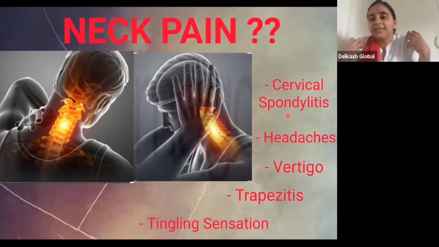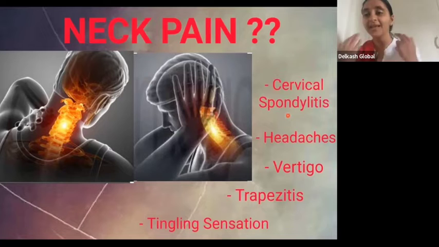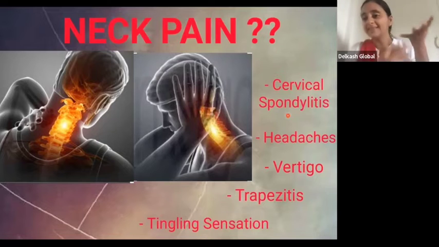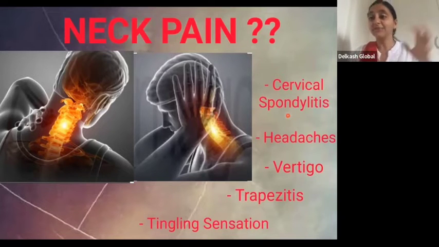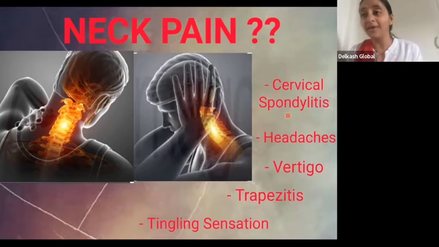This trapezius tends to go into contraction. This is called trapezitis. It starts giving you aches and pains here, and if the nerves start getting pressed there, then you'll get tingling sensations all over the hand. So this is one problem, very, very common. Another common problem is headaches. Headaches are of various varieties. Today we are going to talk about the cervicogenic headache.